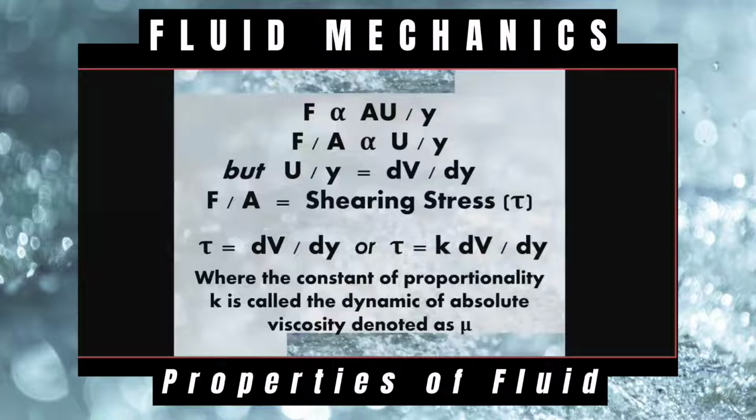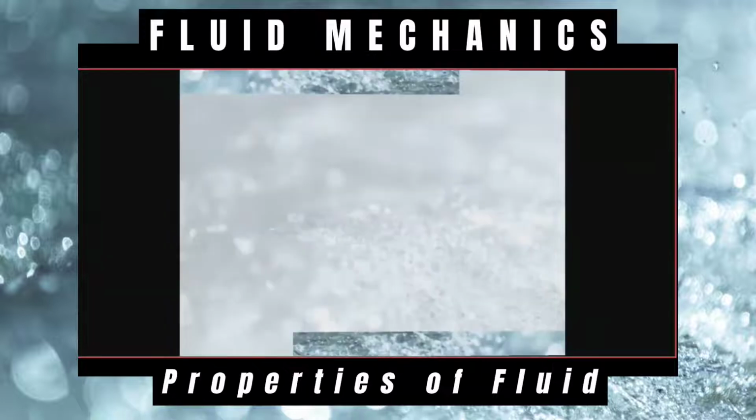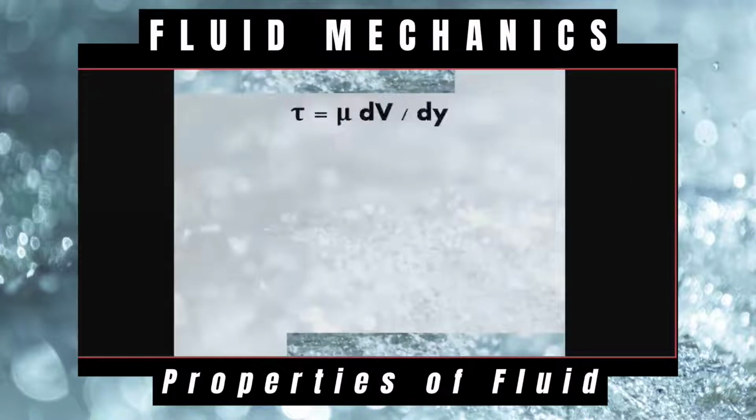So from there, we can get the equation of viscosity, or absolute viscosity, from here. Tau is mu multiplied by the change in velocity over the change in height. From there, we can get the formula for mu. So that is tau over the change in velocity over the change in height.